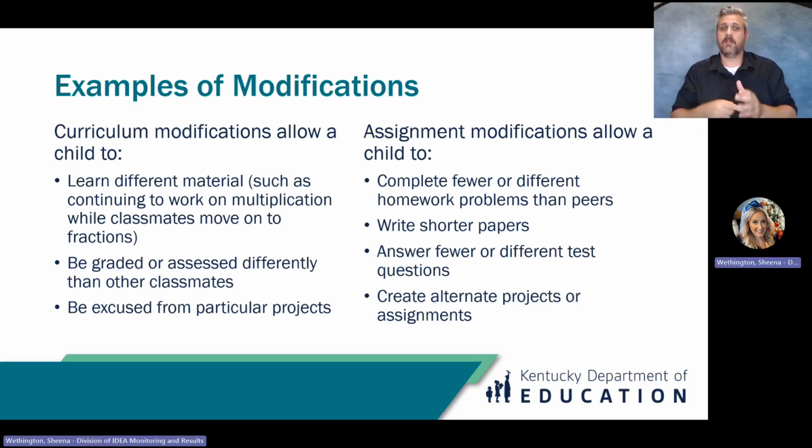These are some examples of curriculum and assignment modifications. Curriculum modifications allow a child to learn different material, be graded or assessed differently than their classmates, or be excused from particular projects. Assignment modifications allow a child to complete fewer or different problems than their peers, write shorter papers, answer fewer or different test questions, or create alternate projects or assignments. This is important information to understand when discussing a student's IEP, course of study, and which state assessment they will participate in.